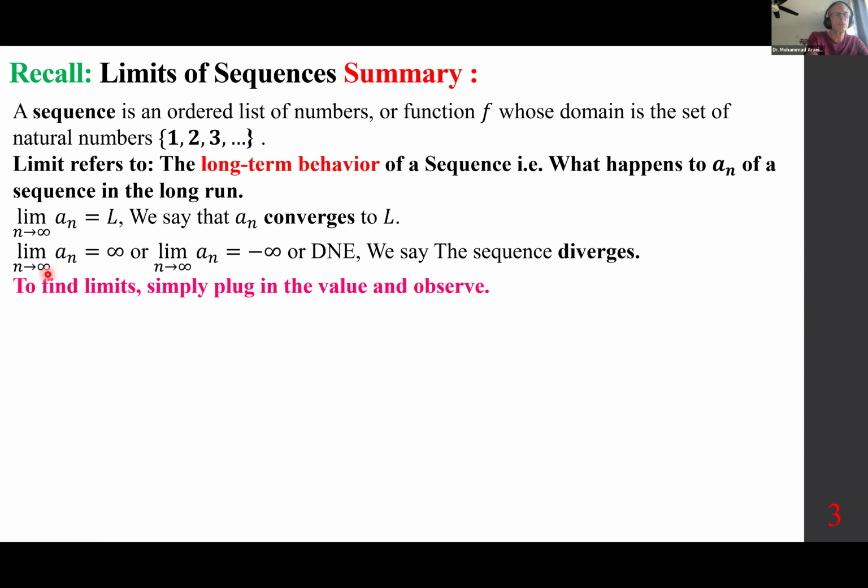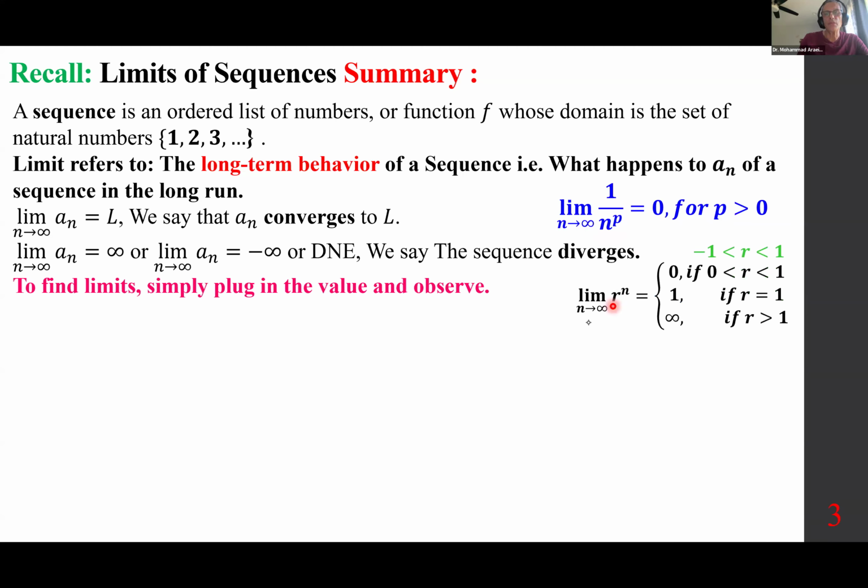If the limit of a sub n as n approaches infinity is infinity, negative infinity, or does not exist, we say the sequence diverges. To find limits, simply plug in the value and observe. Some of the theorems: the limit of 1 over n to the power of p as n approaches infinity is 0 for p larger than 0.